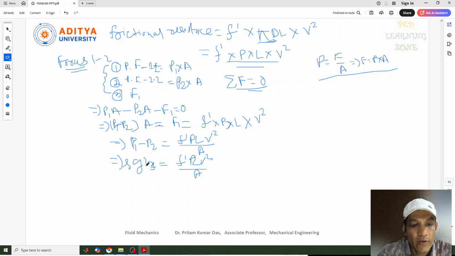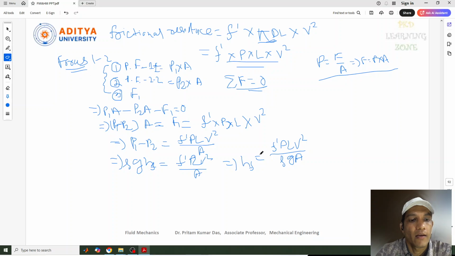Now I'll just keep only HF on one side, and take this rho G to the other side. So we can write F dash P L V square divided by rho G A. Now if you see this value P by A in this equation, P is the wetted perimeter, and A is the area.